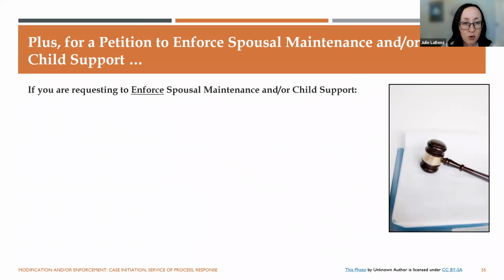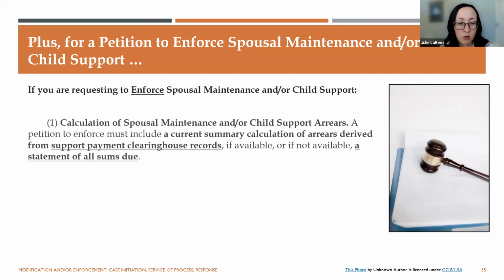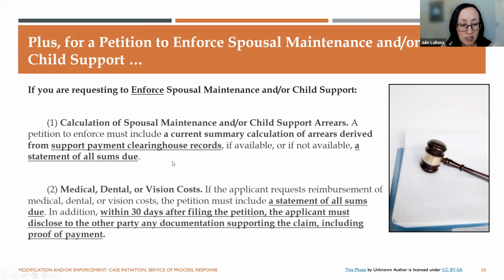So keep in mind that for a petition to enforce spousal maintenance and or child support, you need to include a calculation of what's owed. You can either request that from the support clearinghouse or create your own statement of all sums due. And if you're requesting to enforce medical, dental, or vision costs, you need to include a statement of all sums due. And then after filing your petition, you need to disclose to the other party the documents supporting your claim, including proof of payment of these costs. So these are some additional documents that you need to include with your petition, and then a step you need to take after filing.